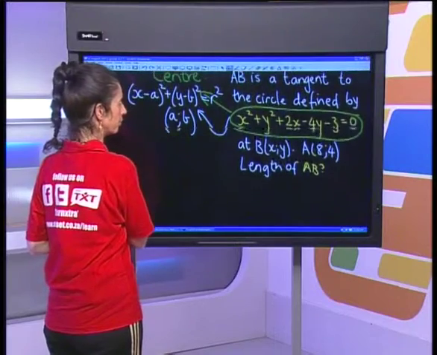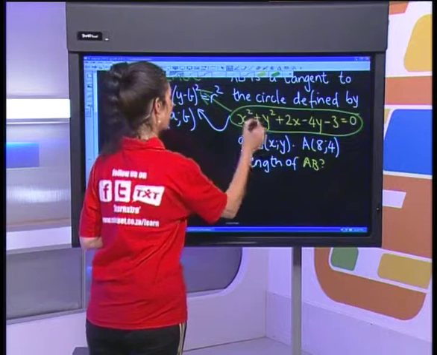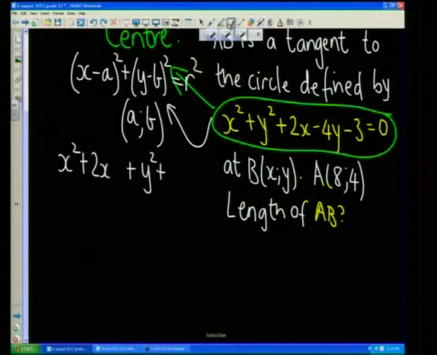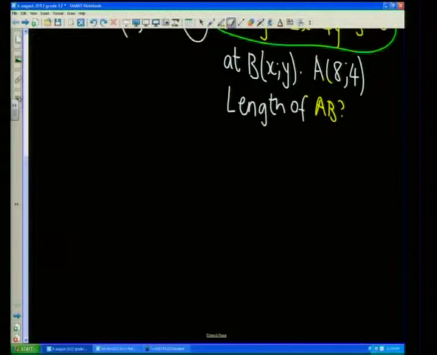Right, so we've got, as we said, we're going to collect the x's, so we're going to have x squared plus 2x plus y squared minus 4y. I'm actually running out of space here, so let's just go down here.